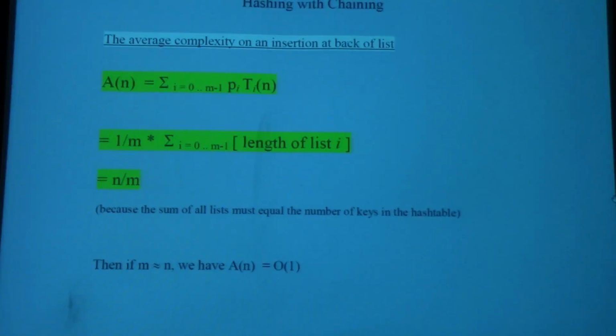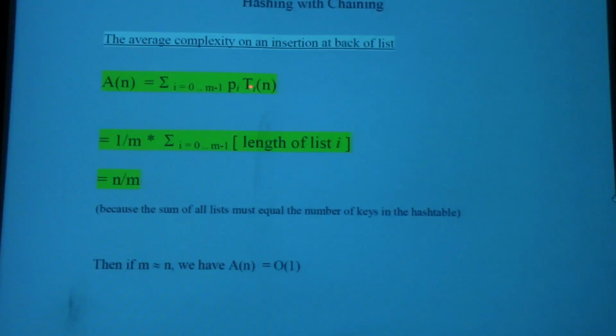So basically what we're going to say is the average cost of inserting the nth element to the back end of a list is the sum as i goes from 0 to m minus 1, over all of the lists, times the probability of that list being selected, times the time complexity of traversing that list. So p_i t_i. This looks very familiar, right?